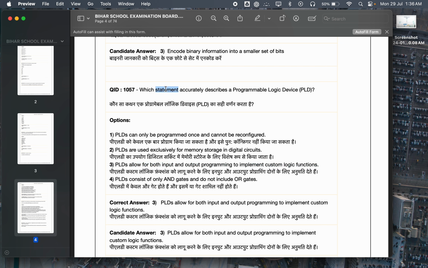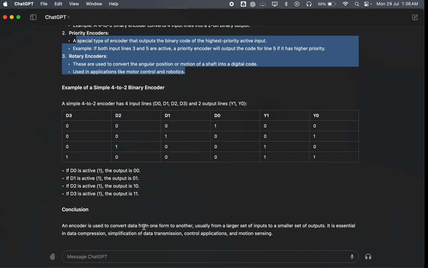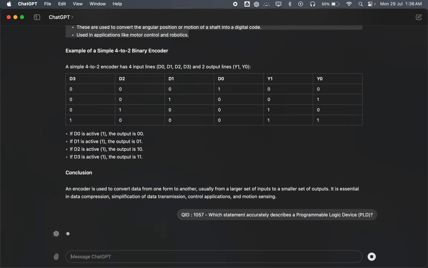Okay, let's see ChatGPT's answer. So three is the answer which makes more sense. Because for each program, right, we need some input, and the reason why we write a program is basically to get some output, right? So that is why we need to implement custom logic functions. Logic function means basically you are writing some code. Let's see the answer from ChatGPT.